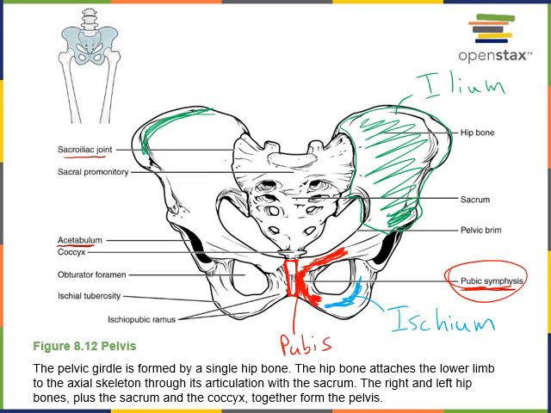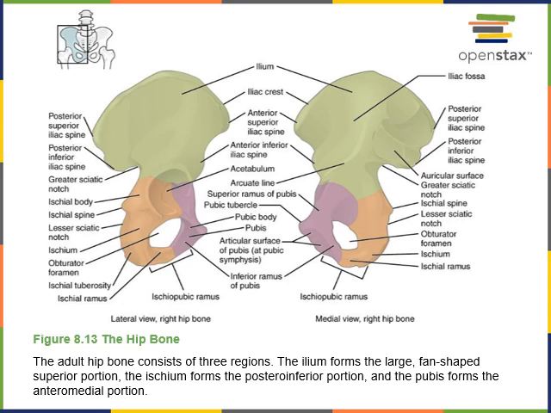And we can also see here the iliac fossa. The iliac fossa is the anterior surface. This illustration shows the iliac fossa, the smooth anterior surface, and this serves as the origin for a muscle, the iliacus muscle, which is an important muscle for flexion of the hip, to move the femur at the hip.